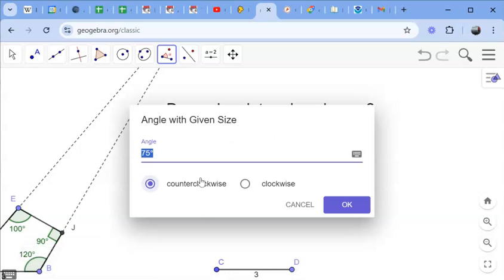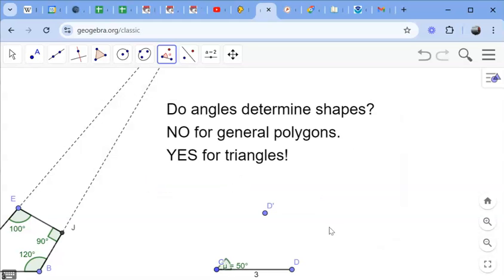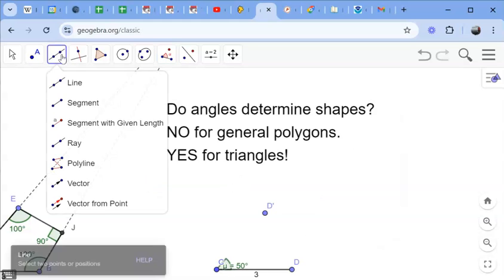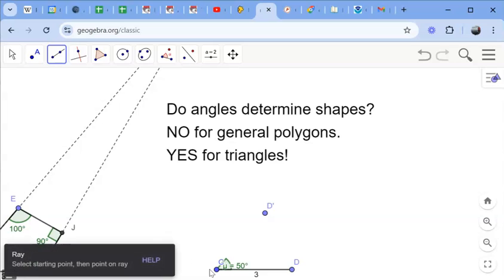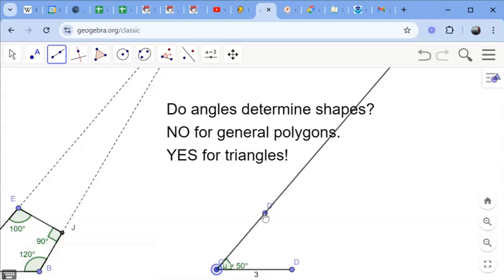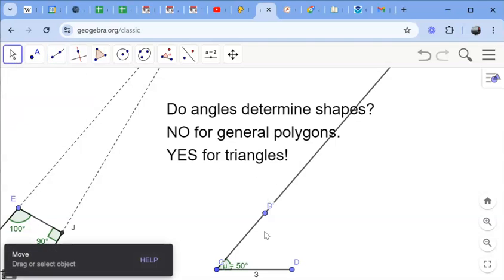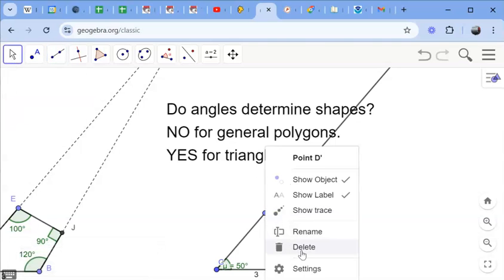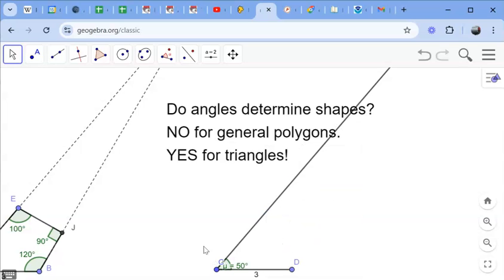Let's say I wanted a 50-degree angle here. And it gives me a point. I don't really want a point, so I'm just going to quickly turn that into a ray. And I'm going to hide that point because I don't want to be forced to use that point. The main thing is I want to just create this ray. So that's just a ray going off at a 50-degree angle.